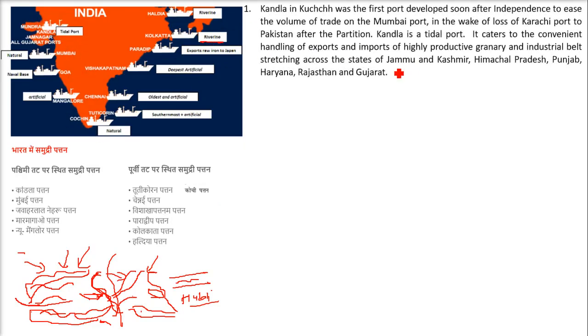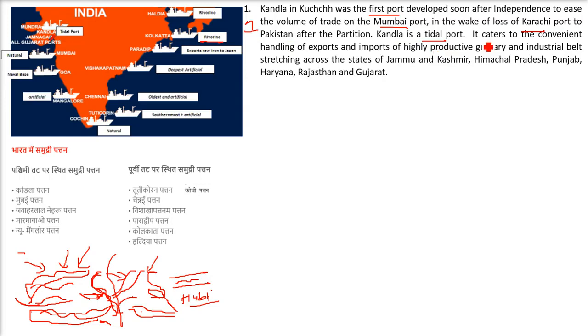So I'll start with Kandla. Kandla is in Kutch. So Kandla in Kutch was the first port. Please understand, it is the first port developed after independence. Why? Because Mumbai port was full, since a lot of trade was going on at Mumbai port. So we needed to ease out Mumbai port, because we had already lost Karachi port after partition to Pakistan. So that is how Kandla came into being.